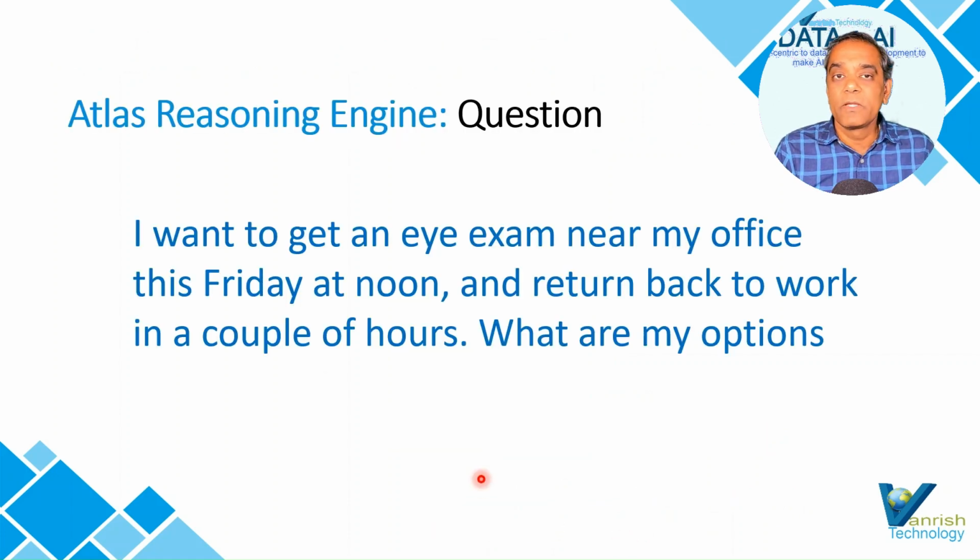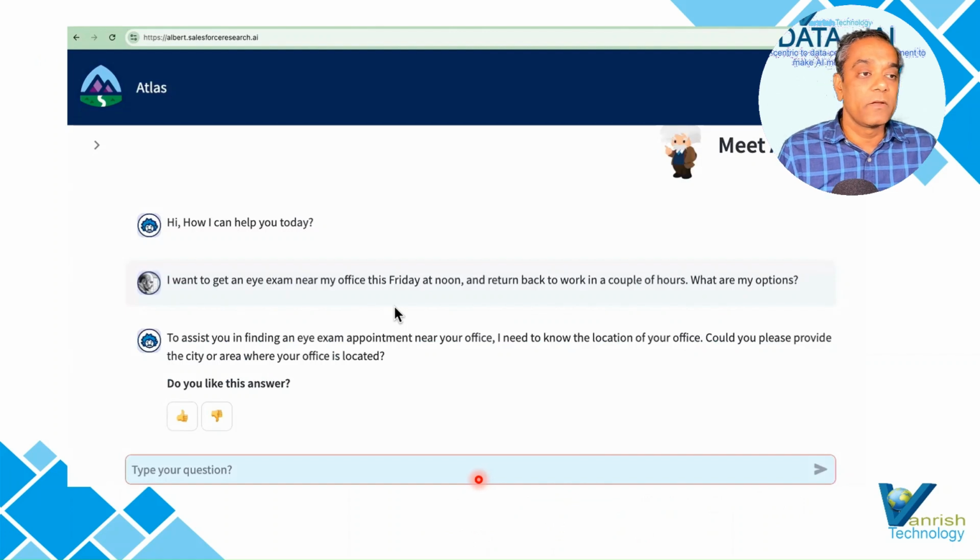So I'm just taking one example. Suppose I'm asking the Atlas reasoning engine: I want to get an eye exam near my office this Friday at noon and return back to work in a couple of hours. What are my options? This is what I'm prompting to the Atlas reasoning engine. Let's see what information I'm getting from the Atlas reasoning engine.